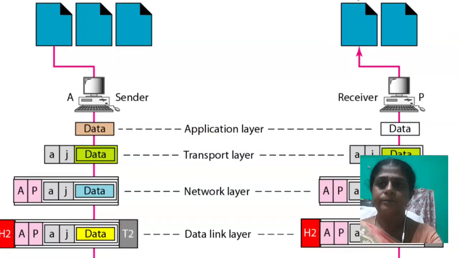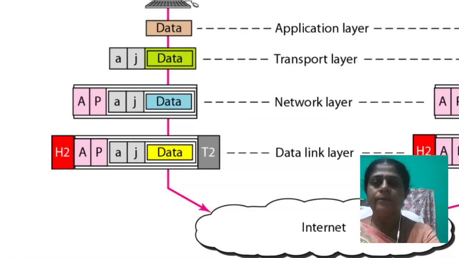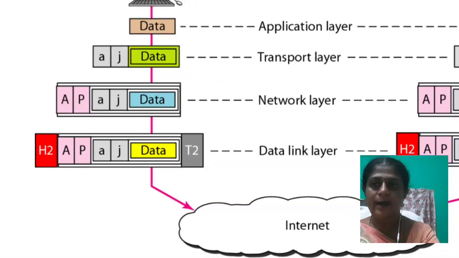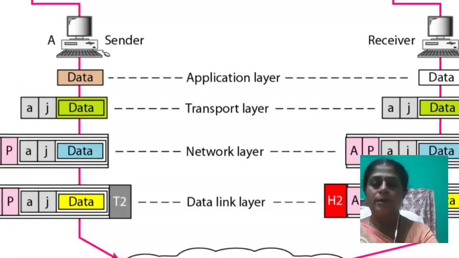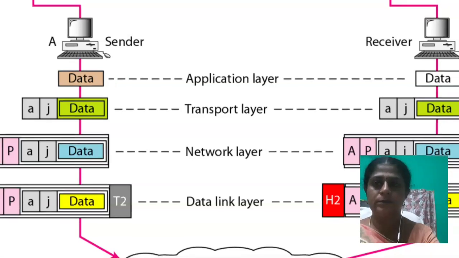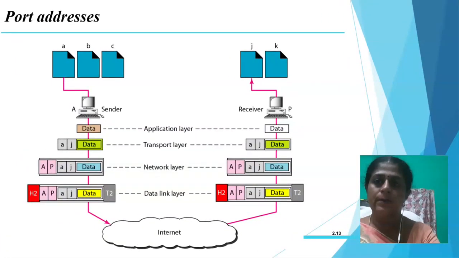See here, in the data link layer, you have the hop address, right? And in the network layer, you have the logical address. And in the transport layer, you have the process address, which is called the port address, right? So A and J are ports. So we are saying that process A is transferring something to process J. So this is what is called port addressing.